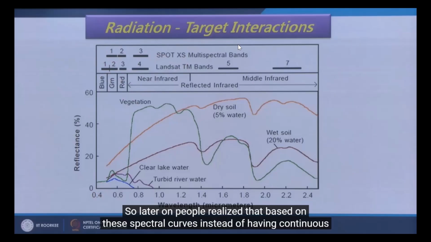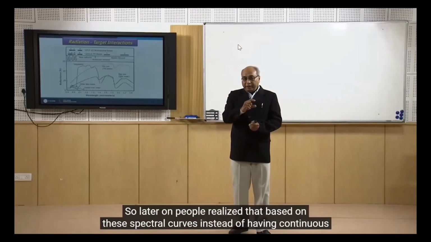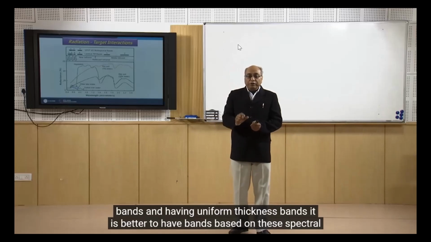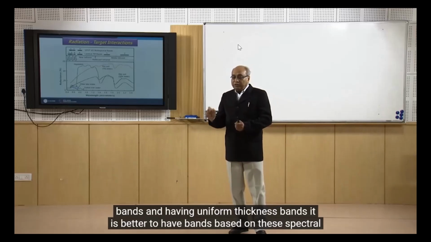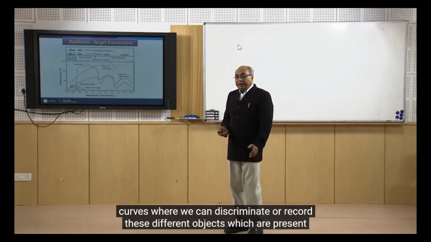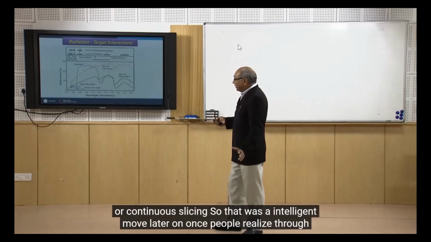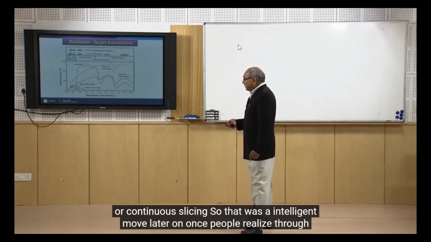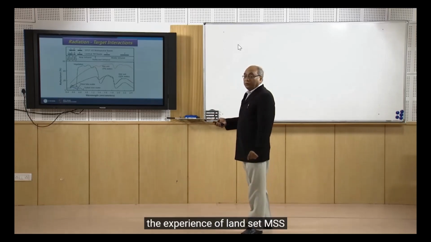So later on people realized that, based on these spectral curves, instead of having continuous bands with uniform thickness, it is better to have bands based on these spectral curves, where we can discriminate or record the different objects which are present, rather than having uniform slicing and same size or a continuous arrangement. So that was an intelligent move later on, once people realized this through the experience of Landsat MSS.